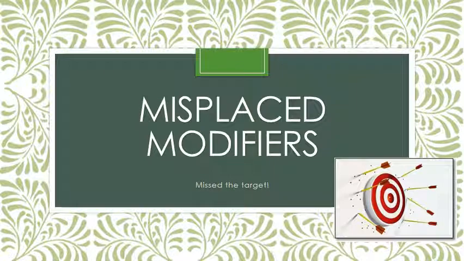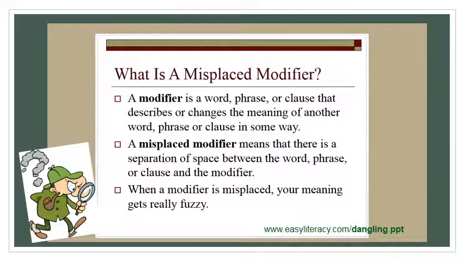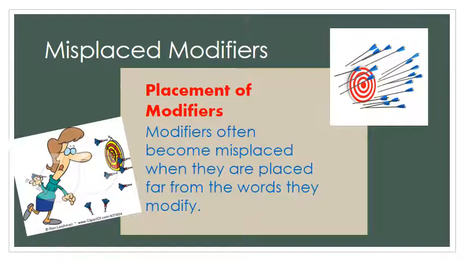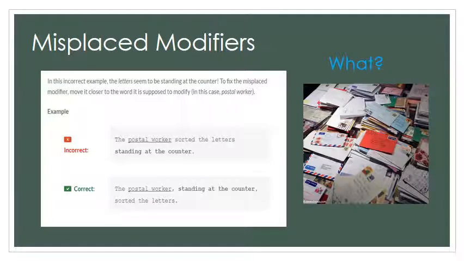Let's look at misplaced modifiers. Remember, a modifier is a word or phrase that describes or changes the meaning of another. Misplaced modifier means there is a separation or space between the word, phrase, or clause and the modifier. Modifiers are misplaced when they're far from the words they modified. They hit all around the target, but none quite make it.